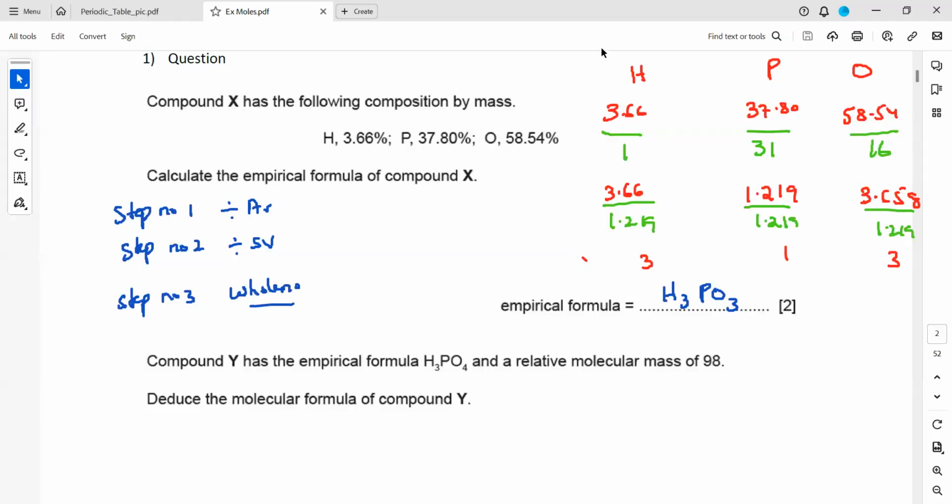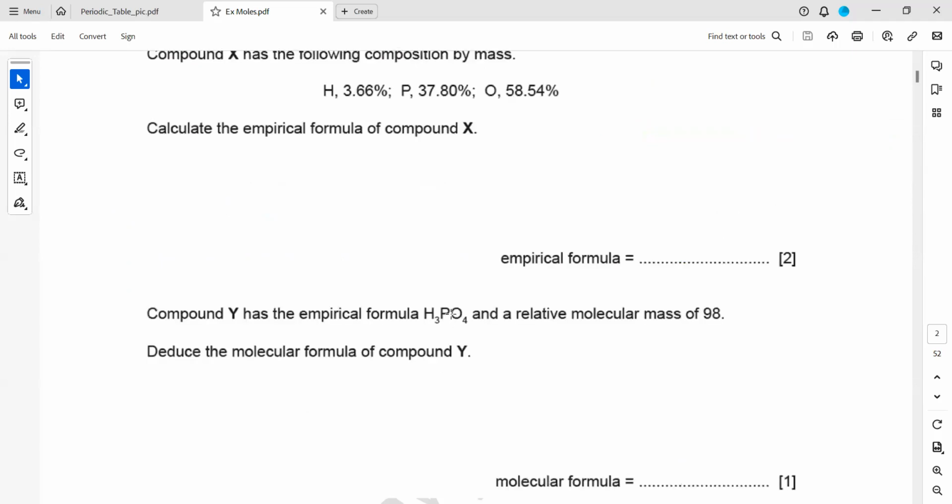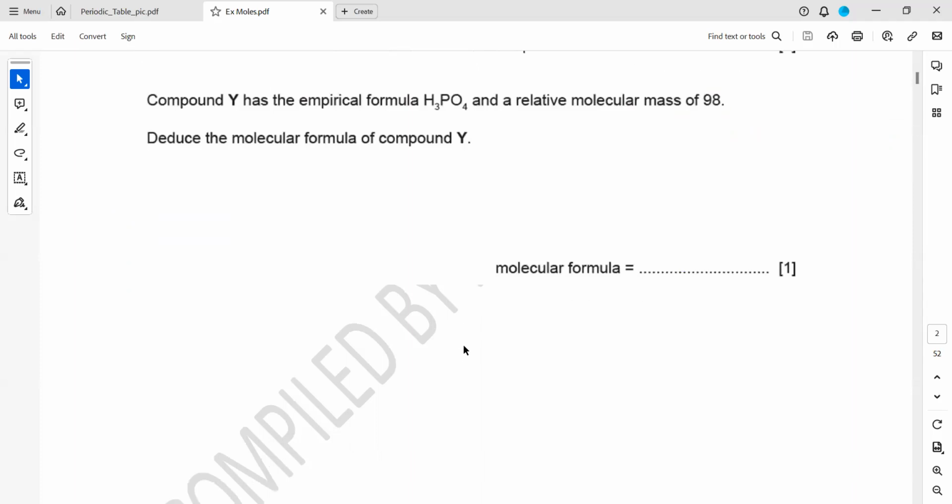In the next question, there's a compound Y. There's another compound, with no relation between the first part and the second part. It's totally independent. Compound Y has an empirical formula of H3PO4 and a relative molecular mass of 98. Deduce the molecular formula. So how can we work out the molecular formula? The molecular formula is the empirical formula times the molecular mass over the empirical mass.